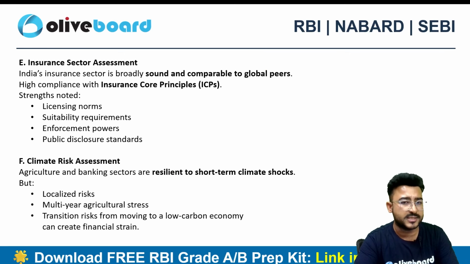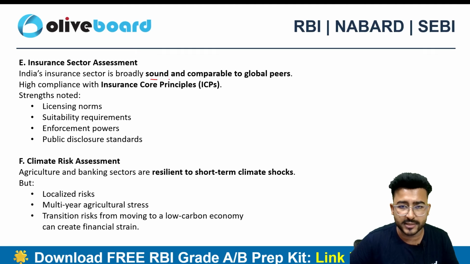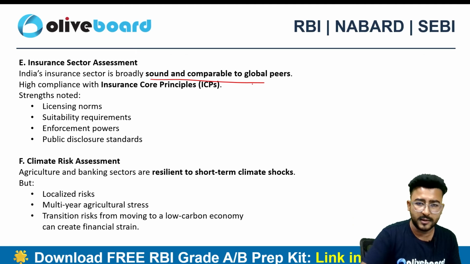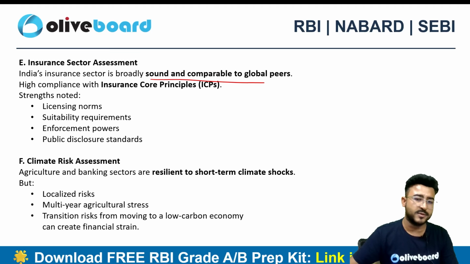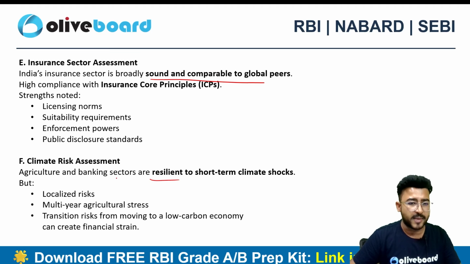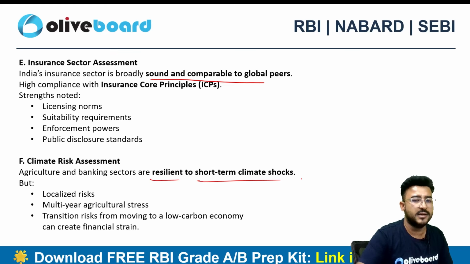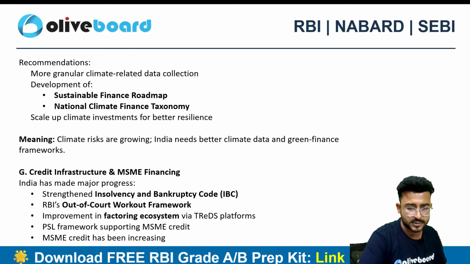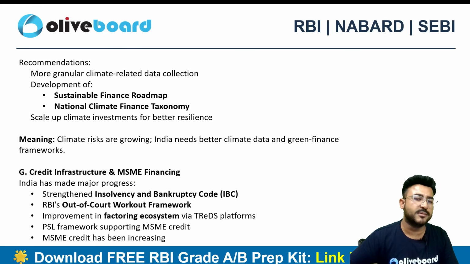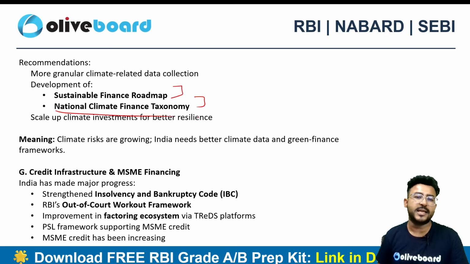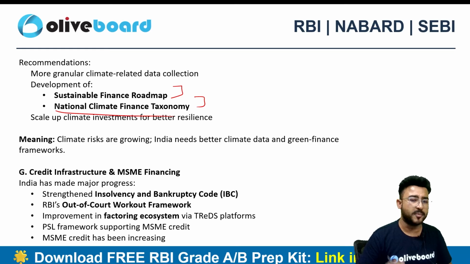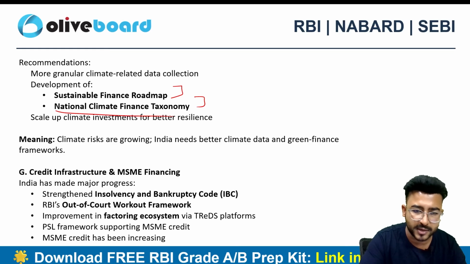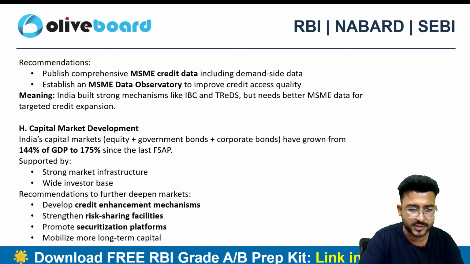Then they did the insurance sector assessment as well, and they have broadly found it sound and comparable with the global countries as well. They have done a climate risk assessment as well, and there too the banking sector and agriculture sector are resilient to short-term climate shocks. They have given some recommendations related to the sustainable finance roadmap and the national climate finance taxonomy. अच्छा, national climate finance taxonomy के बारे में भी we have discussed it multiple times in different videos here, right?